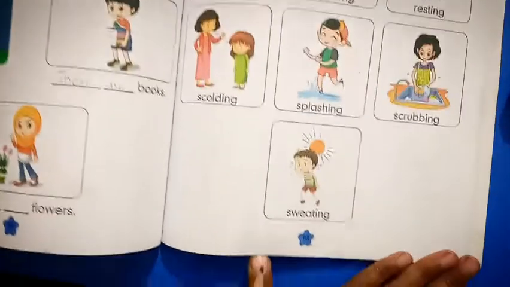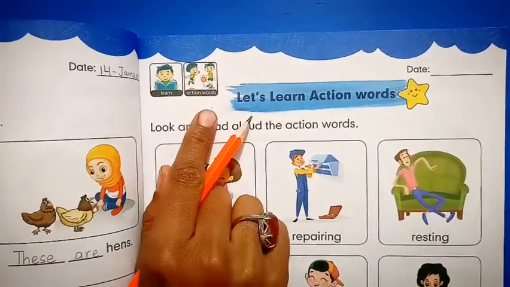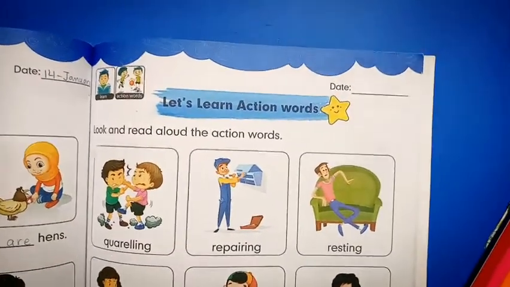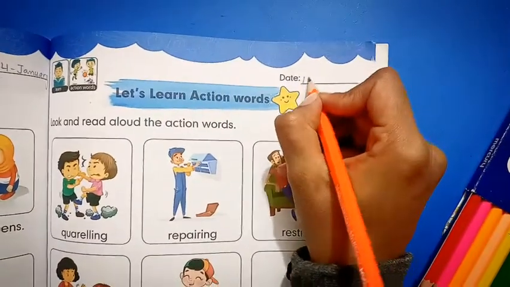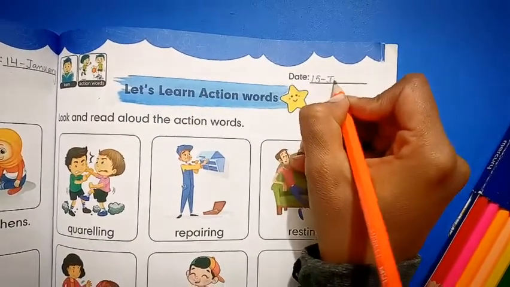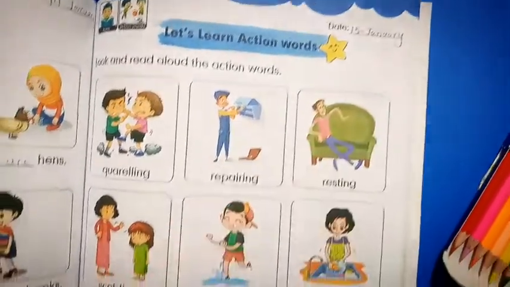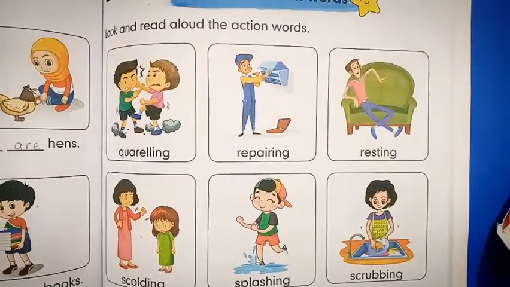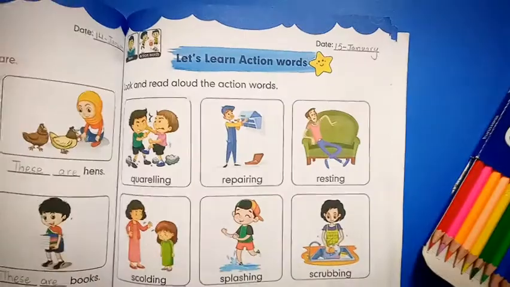Again, open page number 85. Learn action words. Again, we are having the action words. Mention the date here, it's 15th of January. Look and read aloud the action words. Here we are having another set of new action words.